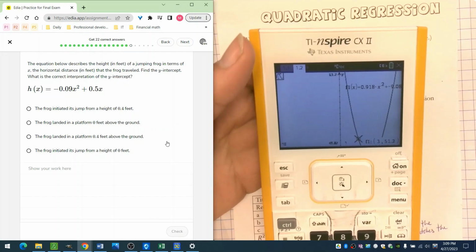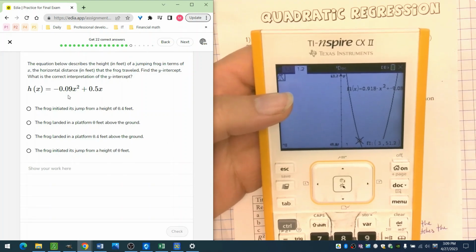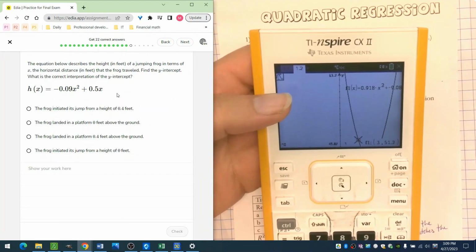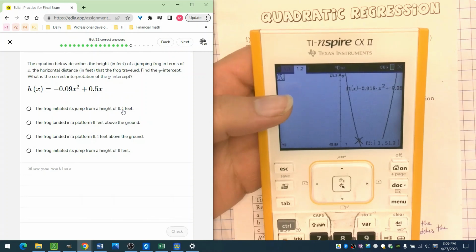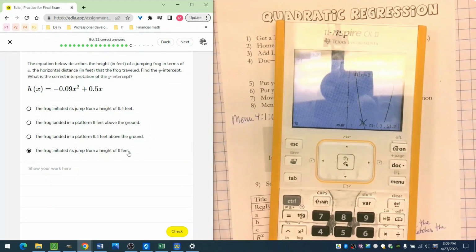The equation below describes the height of a frog, horizontal distance, find the y-intercept. Okay, the y-intercept on this is 0 because there's no number at the end, so the number is 0. So I know it's either this one or this one. Then it's always going to be where it started from. So this is the one where it started. This is the one where it ended. So the y-intercept's always where you're starting. So that's it.